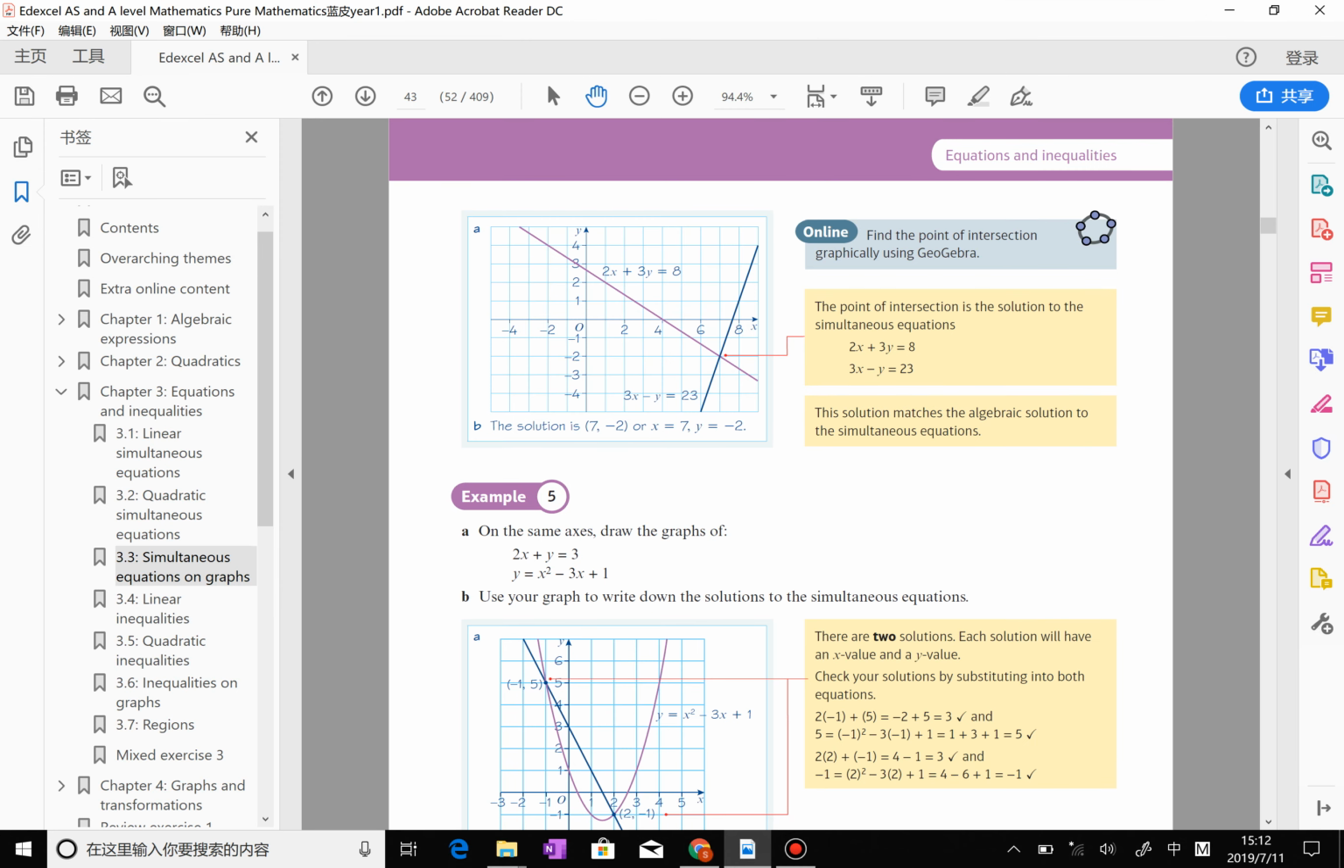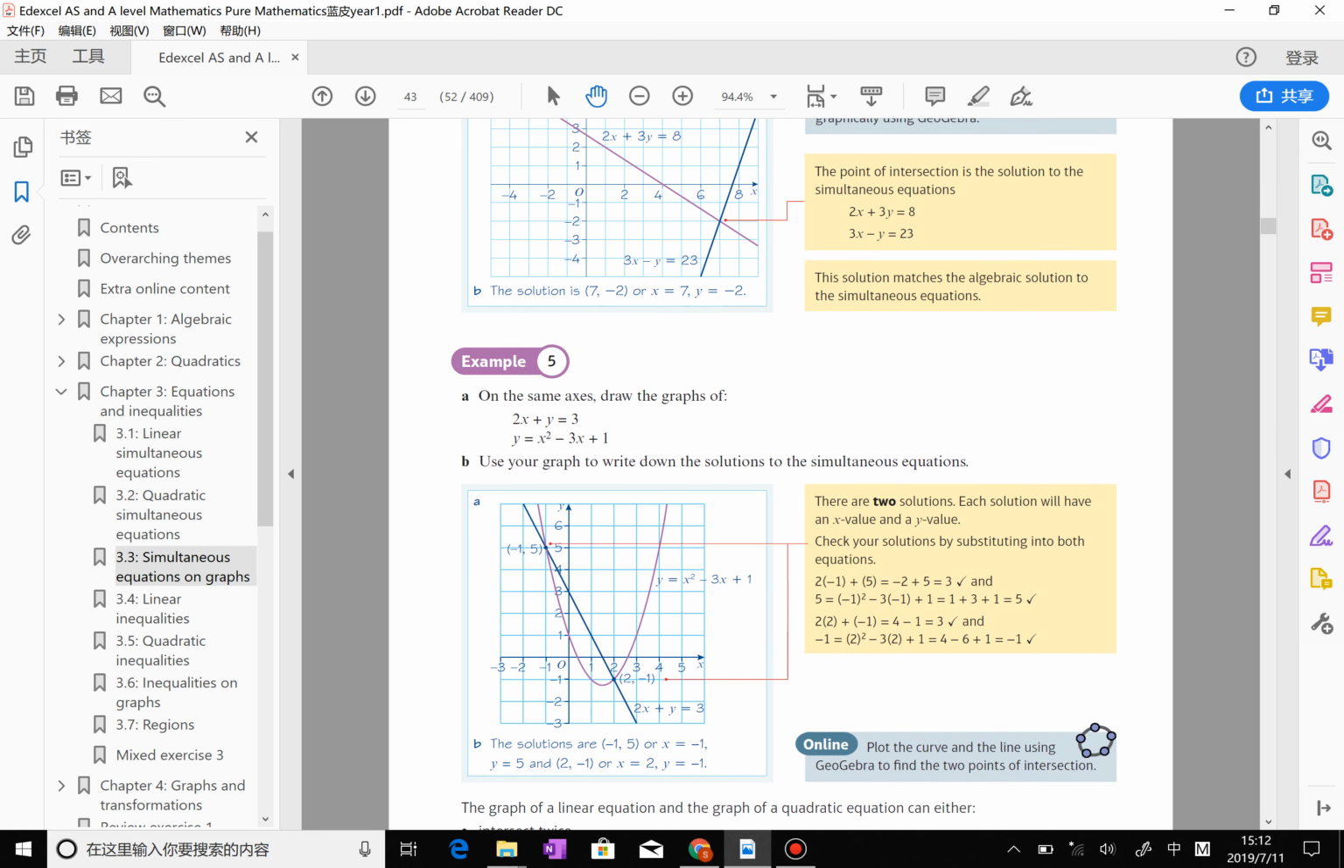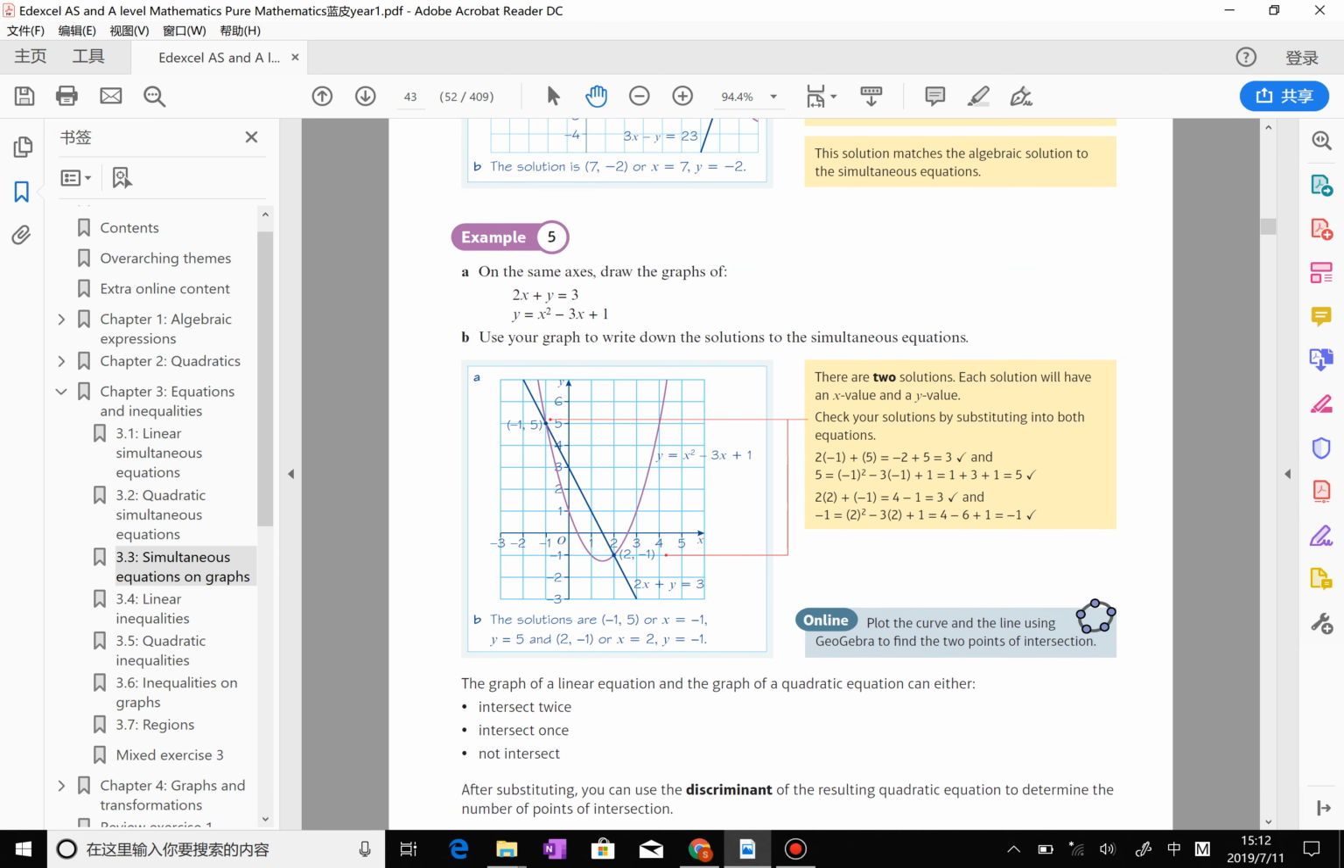Alright, so let's look at example 5. We have 2x plus y equals 3. Another equation is y equals x squared minus 3x plus 1. So the first one is a line, the second one is a parabola, so we could draw the two curves on the same graph together.